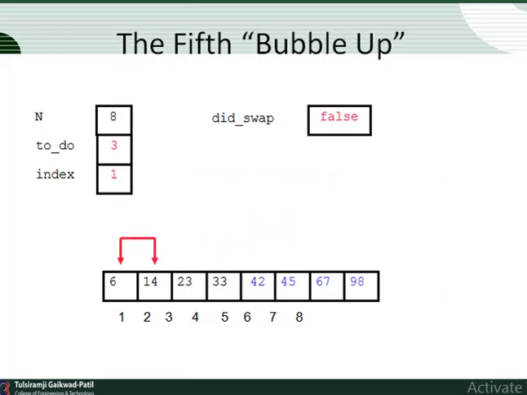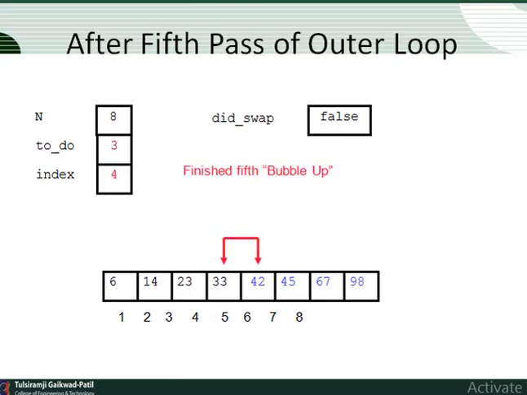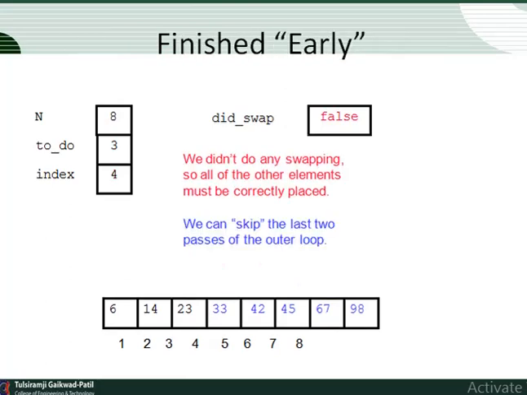Again we have to do the fifth bubble because we need n-1 times to find the bubble. 6 with 14, no swap. 14 with 23, no swap. 23 with 33, no swap. Definitely we say that 33 is at its appropriate position.